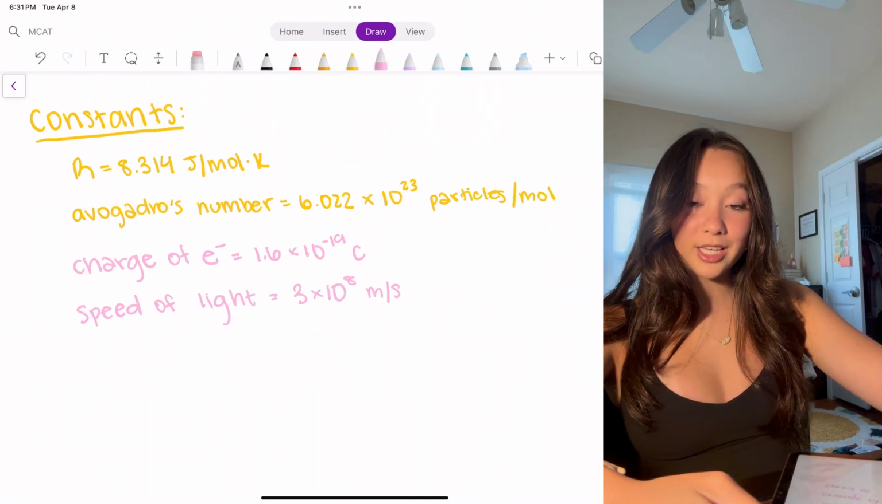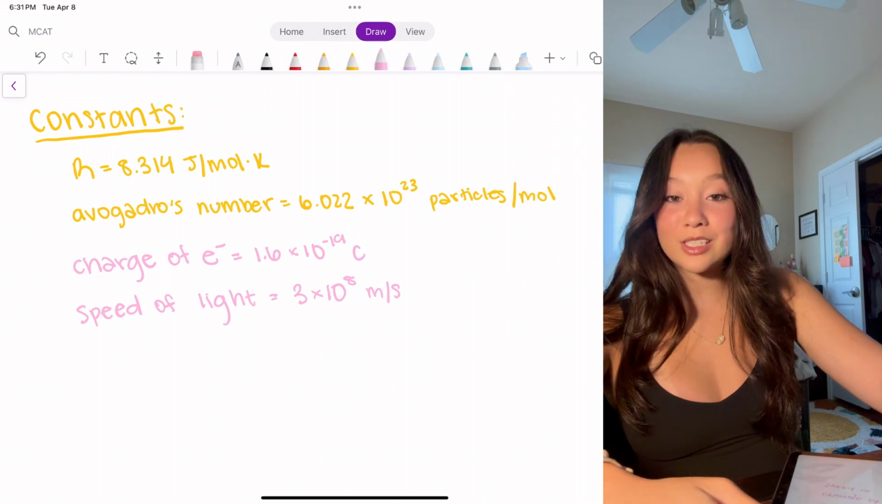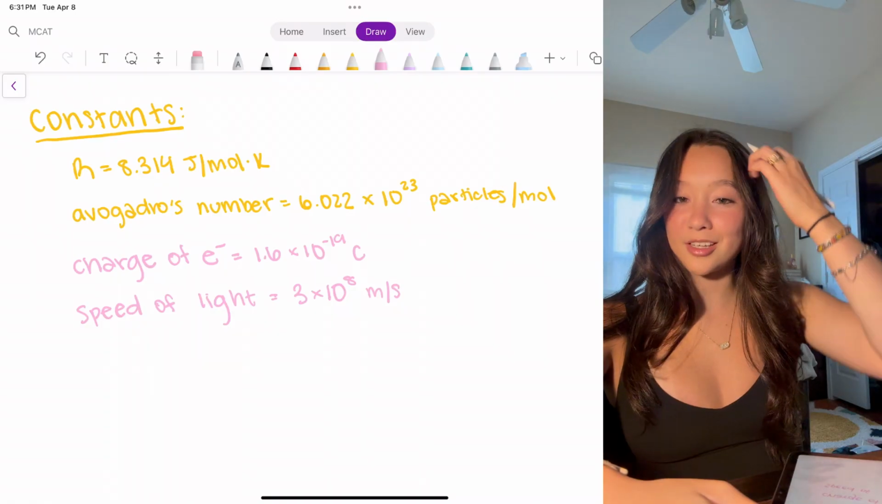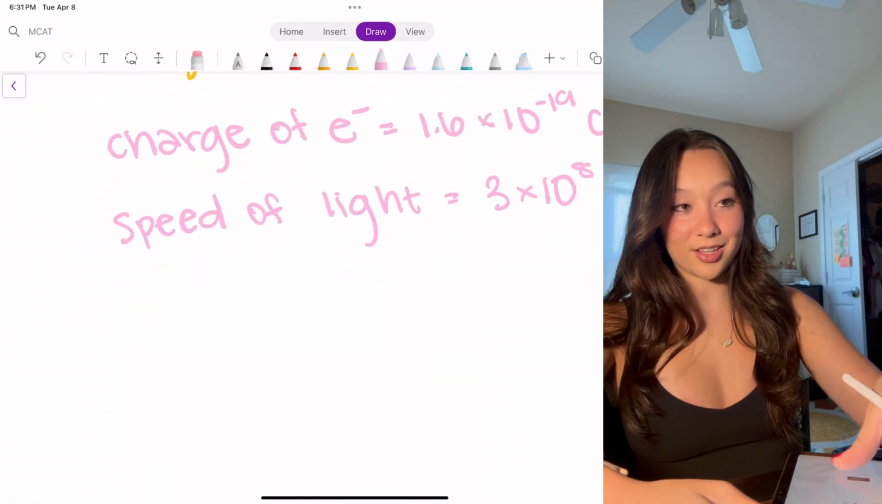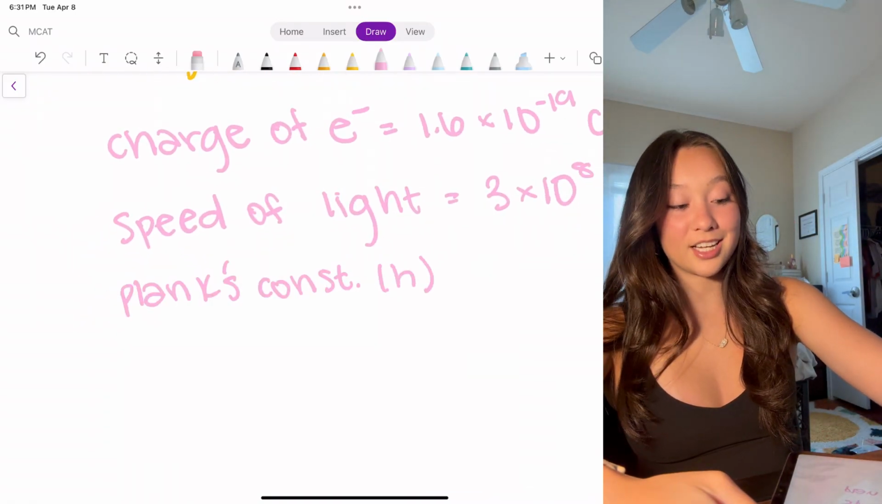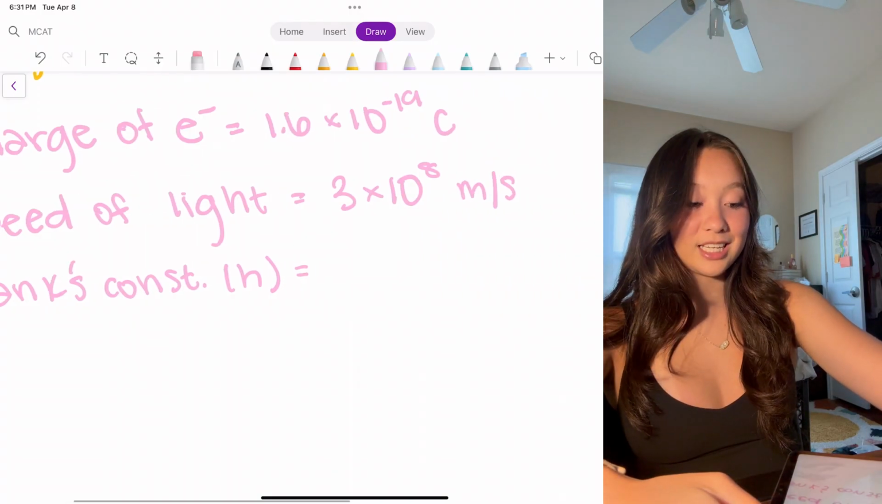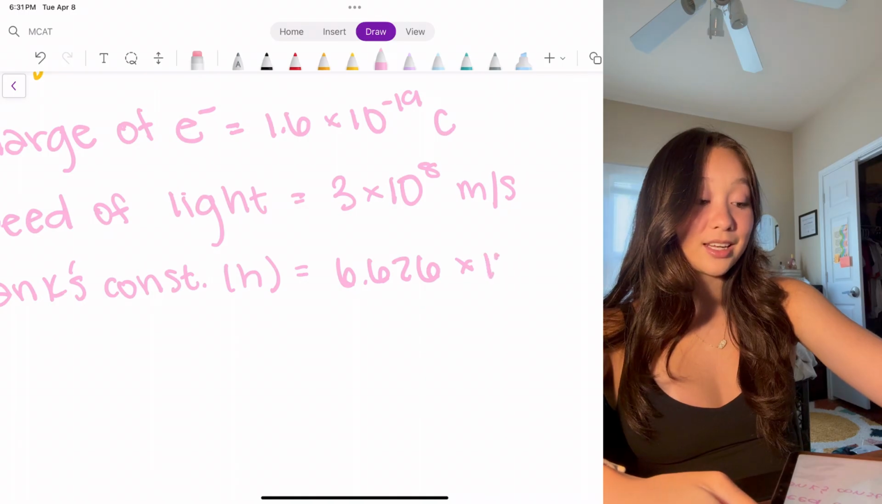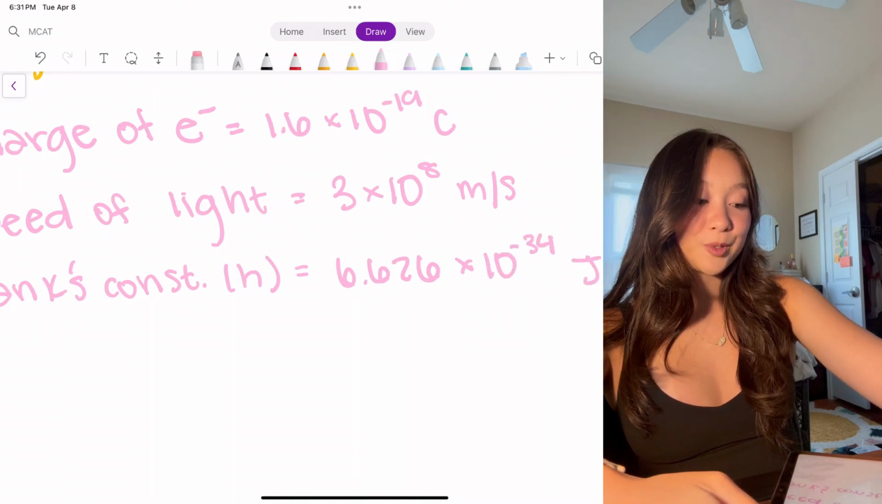I've had passages where they give this to you. I've had passages where they don't give it to you. This one is fairly easy to remember just because the numbers are nice and pretty. But for example, Planck's constant, which is h, is not so pretty to remember. It is 6.26 times 10 to the negative 34 joule seconds.